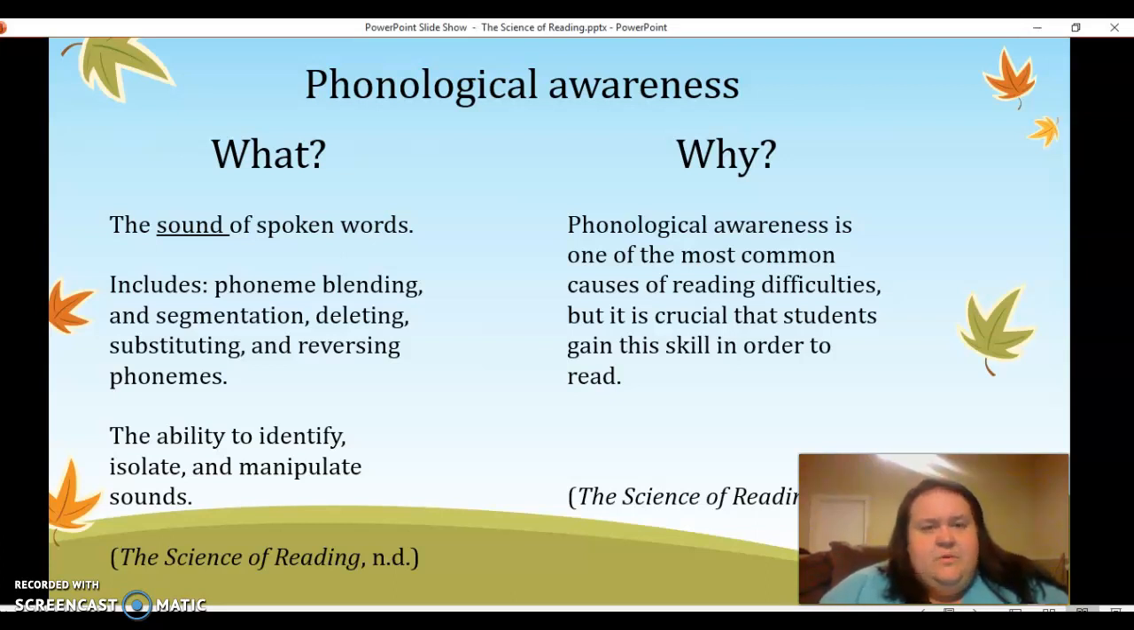But why is it so important? Phonological awareness is important because you have to have phonological instruction in order to produce a skilled reader and to have any type of sight word learning. Early instruction in phonological awareness can ultimately remediate or prevent reading difficulties.